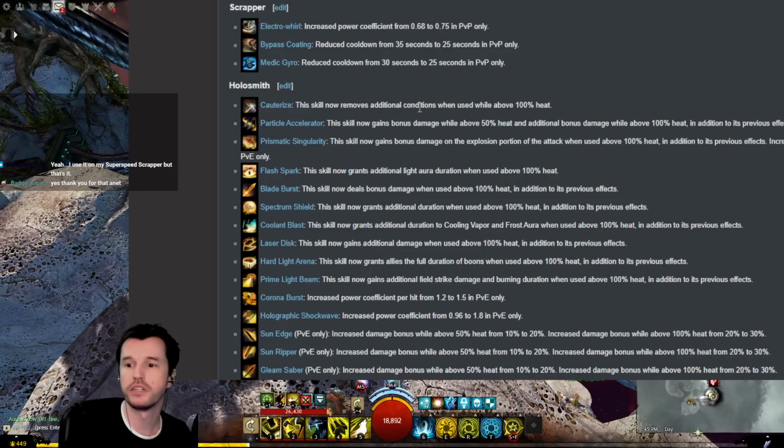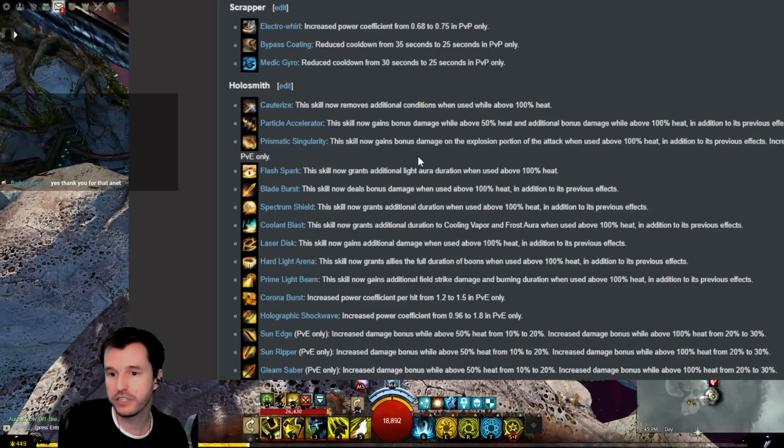Skill now removes additional conditions while used above 100% heat. Particle Accelerator. The skill now gains bonus damage while above 50% heat and additional bonus damage while above 100% heat in addition to its previous effects. Prismatic Singularity. The skill now gains bonus damage on the explosion portion of the attack when used above 100% heat in addition to its previous effects. Increase the power coefficient from 0.5 to 1.2 in PvE only.